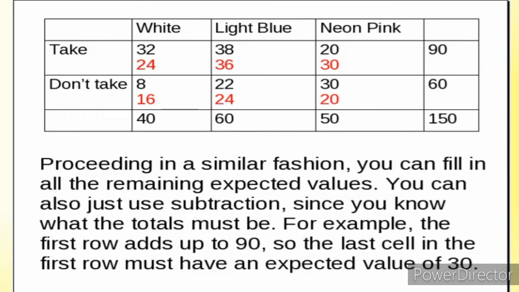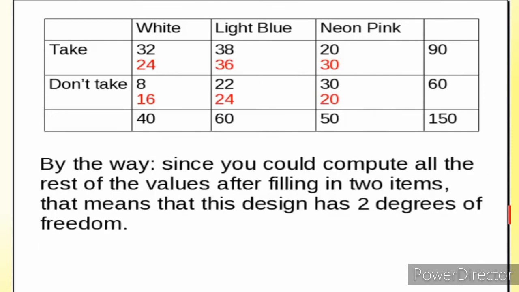You could also just use subtraction since you know what the totals have to be. For example, the first row adds up to 90, and we already have calculated 24 plus 36, which comes out to 60. Therefore, we know that this last cell must have a 30 in it. In fact, you could compute all the rest of the values after you fill in those first 2 items, and that means that this design has 2 degrees of freedom.